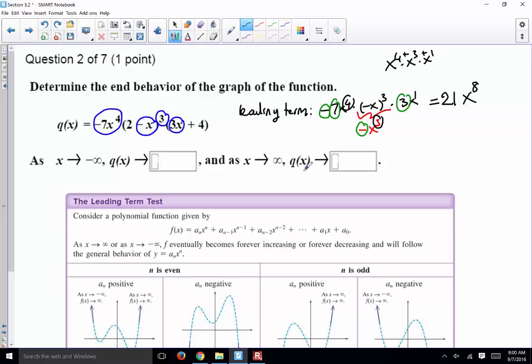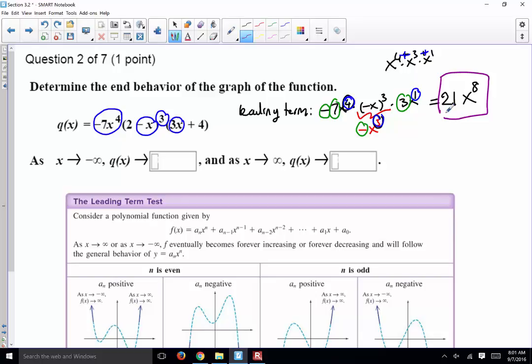I don't get it. How did you get it? 2 3s? Look, this is 4, 3, and a single power, right? You add the powers. We add the powers. 4 plus 3 is 7. 7 plus 1, 8, right? Okay, 21x to the 8 is the leading term. So this is going to shape the end behavior of this graph.